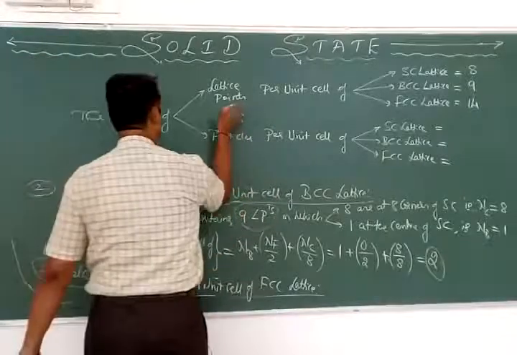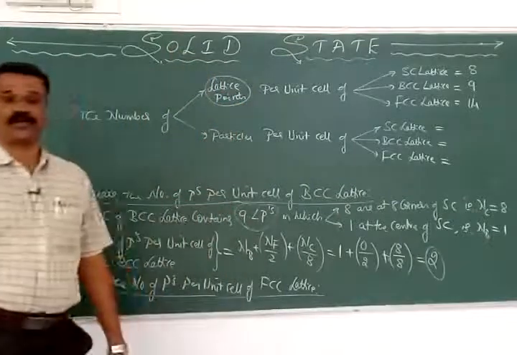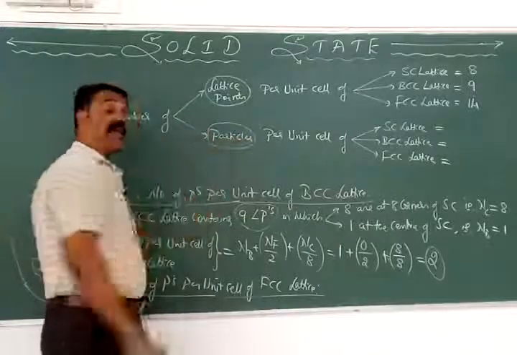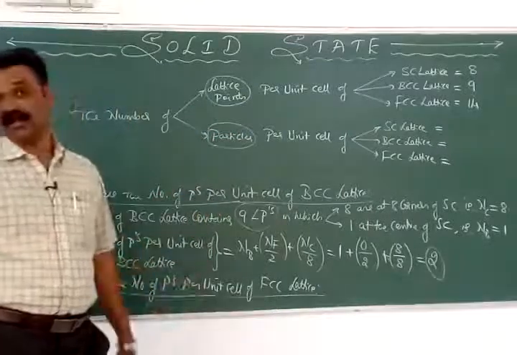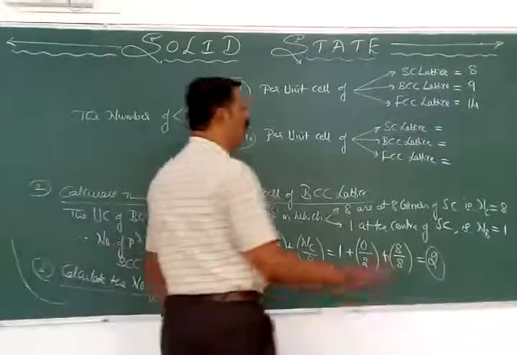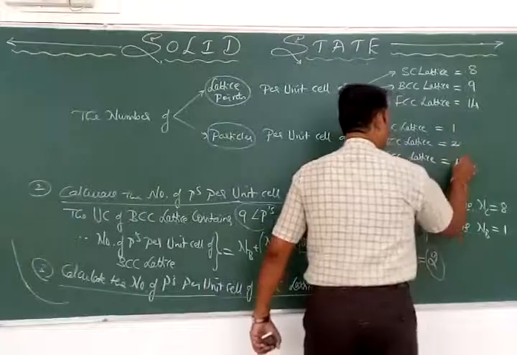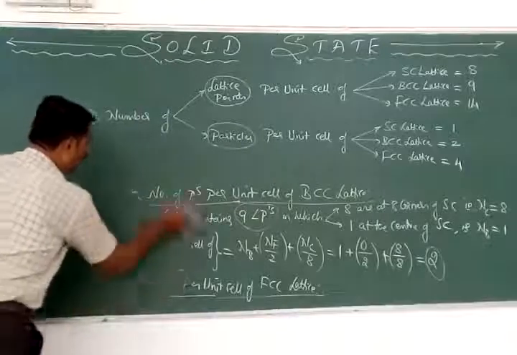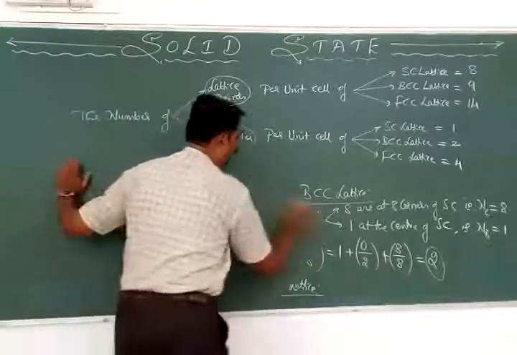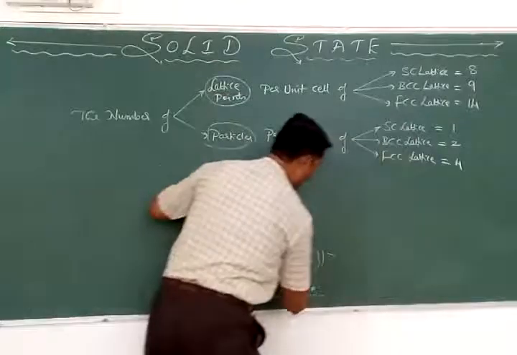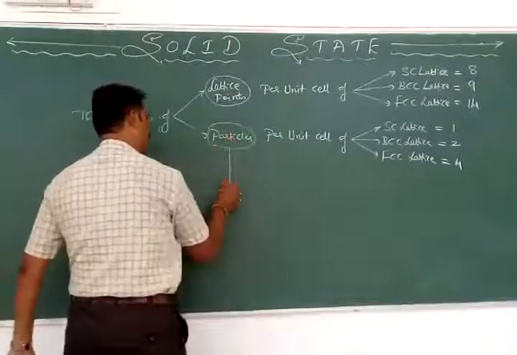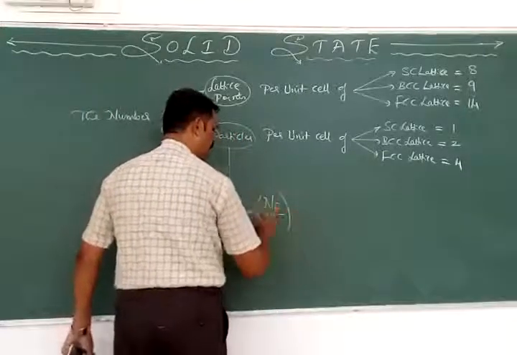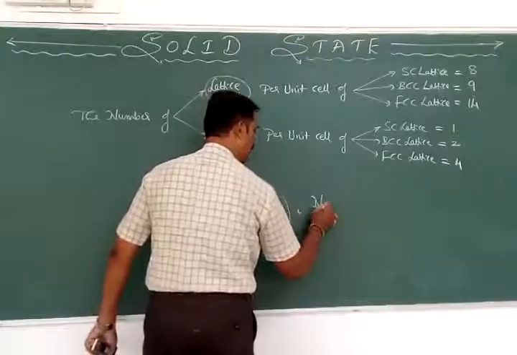Those fixed positions of the particles are called lattice points. But how to calculate the number of particles per unit cell? There is a strict formula for that. So here it is 1, 2 and then 4. It is not directly available, it is obtained only by the formula. What is that formula that we have calculated here? The number of particles is given by the formula NB plus NF by 2 plus NC by 8.